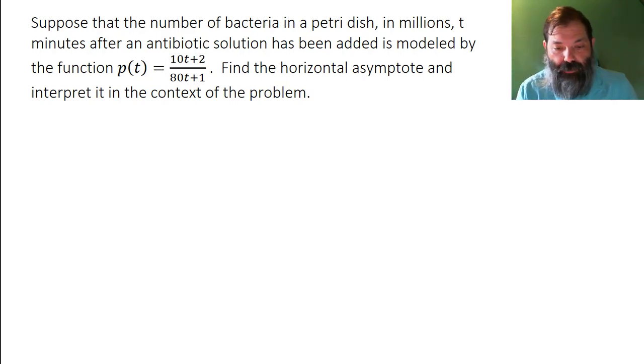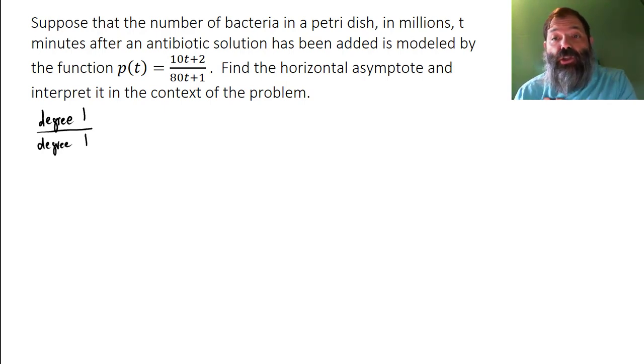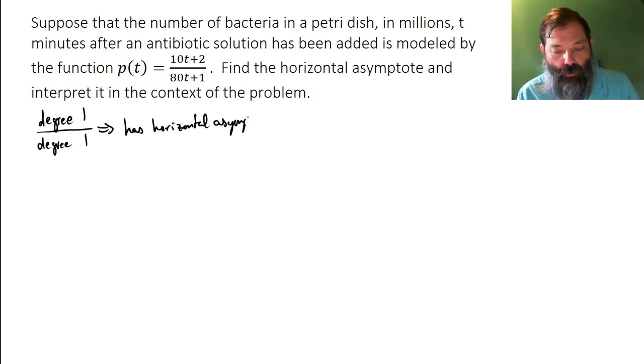All right, so here's what I see from this function. I see I have a degree 1 in the numerator, and I have a degree 1 in the denominator. And so that tells me we will have a horizontal asymptote. Now, how to find it? All right, so when the degrees of the numerator and denominator are the same, we simply need to take the lead coefficients and find the ratio of them.